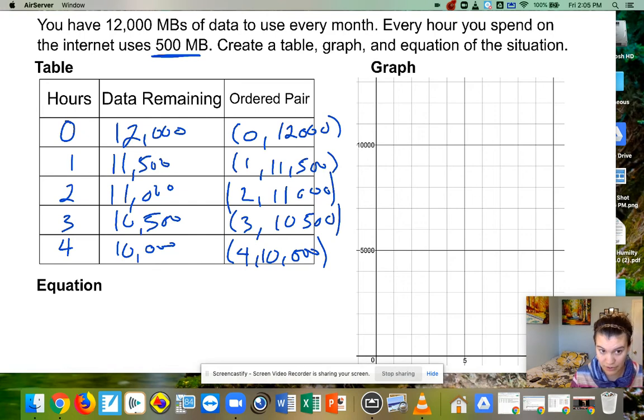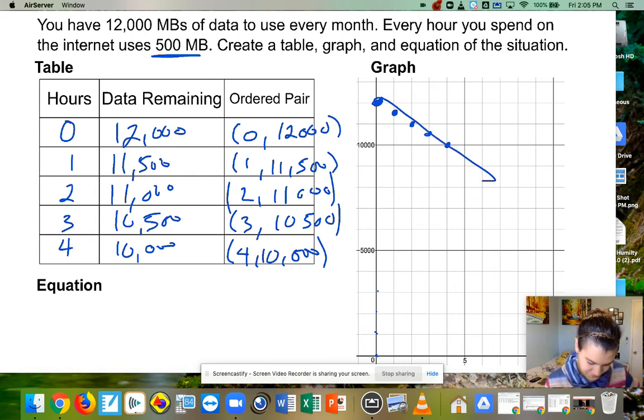And now we can plot these points. So at 0, we're going to go up to 12,000. We're counting by ones. So there's our (0, 12,000). And then at 1, we're at 11,500, so we're halfway in between. And then we keep going down like this if you follow the same pattern. And there's our graph.